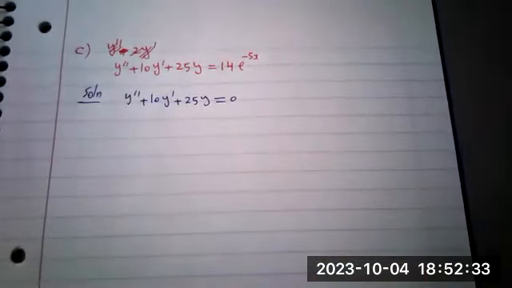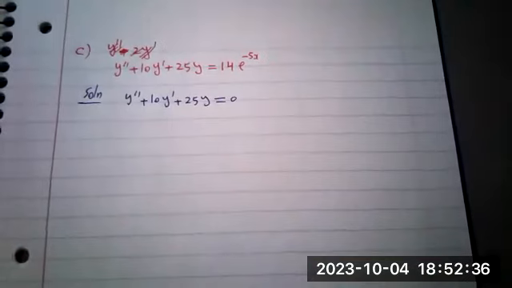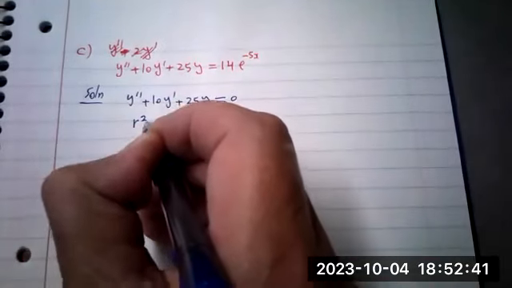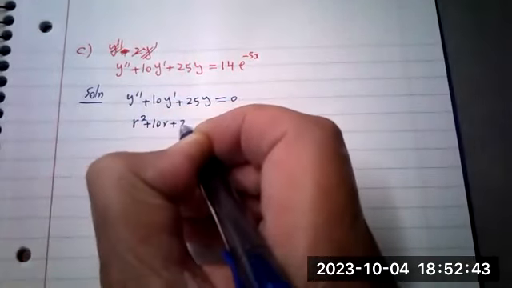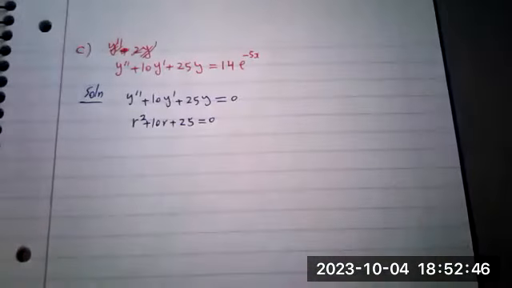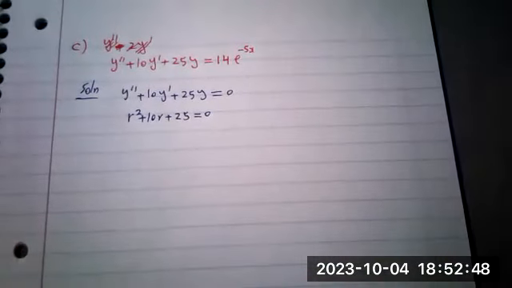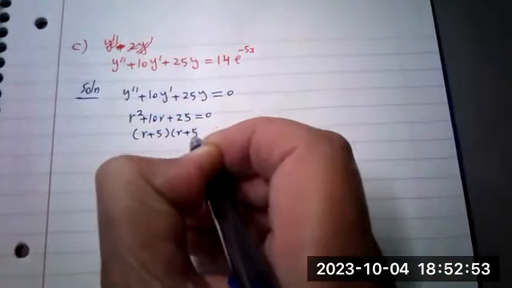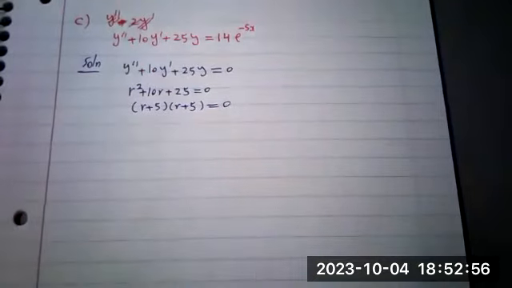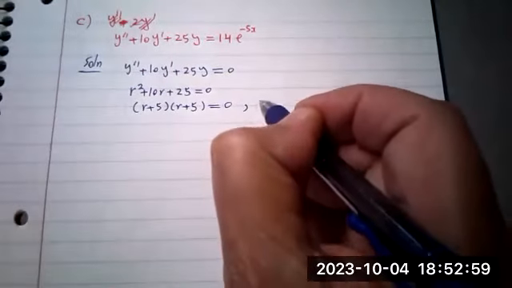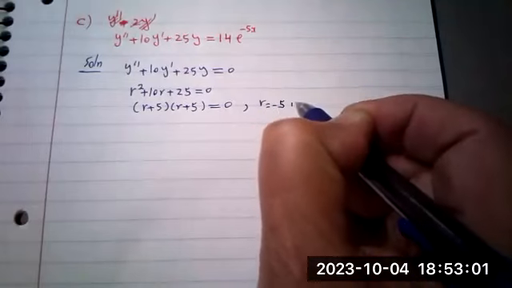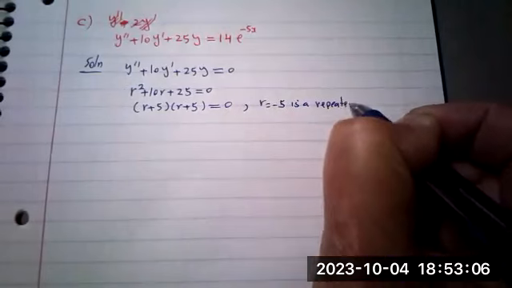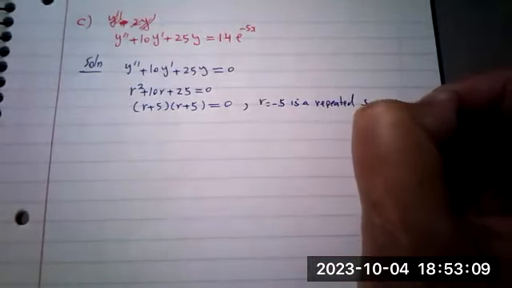Make it into the characteristic equation. What's the characteristic equation for this one? R squared plus 10r plus 25. You factor it: r plus 5, r plus 5. You see, we get a repeated solution here. So r equal to negative 5 is a repeated solution.